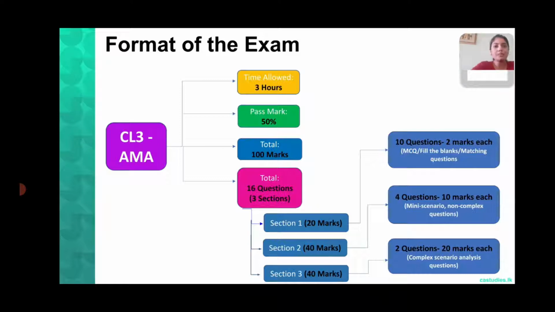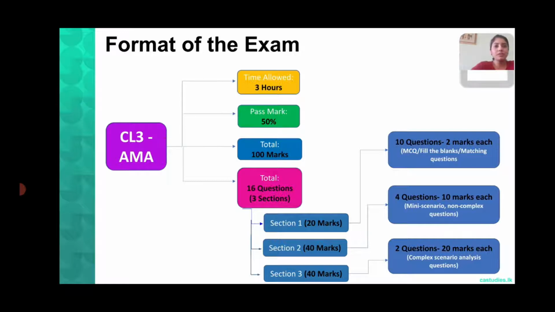Section 1 comprises 20 marks, where you get 10 questions at 2 marks each. But section 2 consists of 40 marks, where you get 4 questions at 10 marks each. And then the biggest section is section 3, where you have 40 marks still, but only for 2 questions where you get 20 marks each.